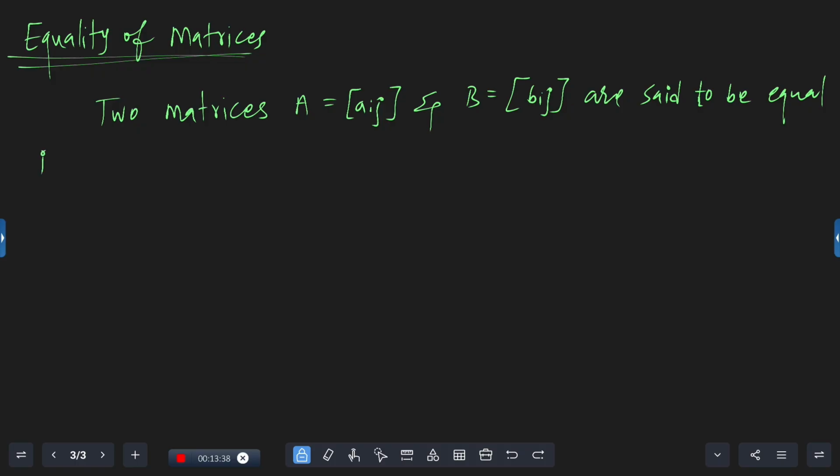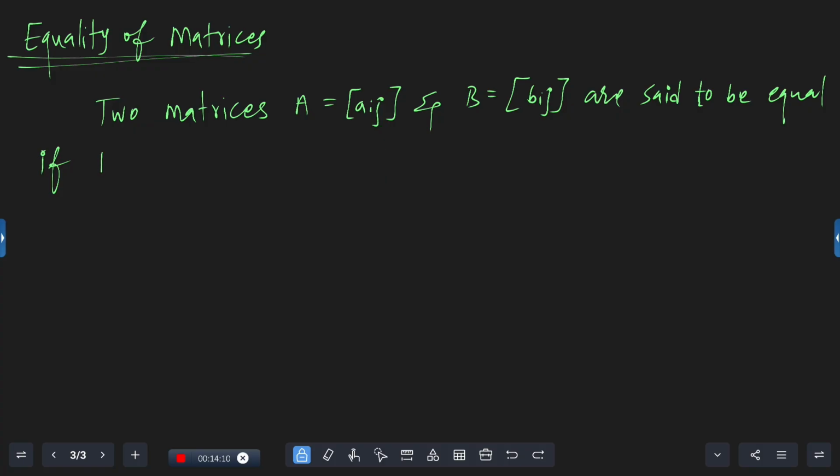Two matrices A equal to Aij and B equal to Bij are said to be equal. Now, what conditions should be satisfied? Children, listen. Two matrices are said to be equal. What conditions should be satisfied? First condition: the order must be the same. The order of matrix A and the order of matrix B must be the same. And the corresponding elements are the same, meaning the A11 element here is the same as the A11 in the next matrix, like that.